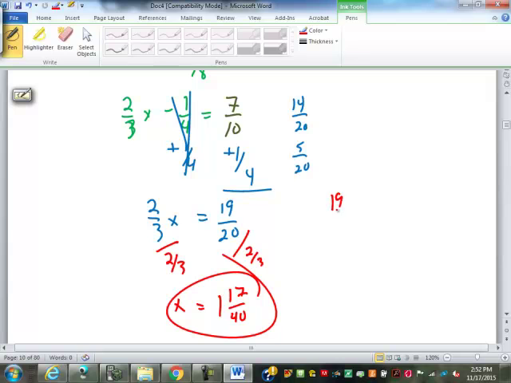Without a calculator, 19/20 divided by 2/3 is 19/20 times the reciprocal, so 3 over 2. 19 times 3 is 57. 20 times 2 is 40. 57 out of 40 is 1, with 17 left over.